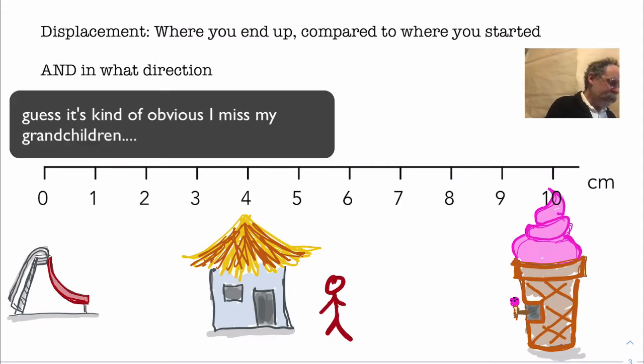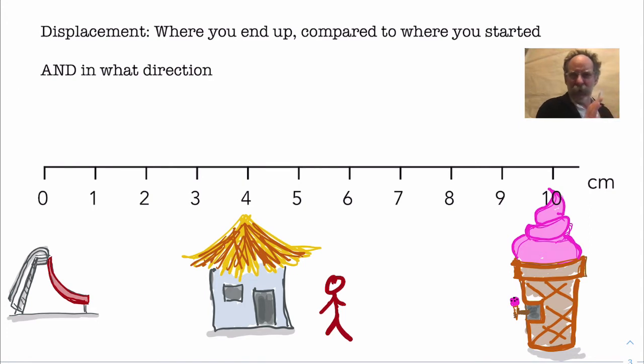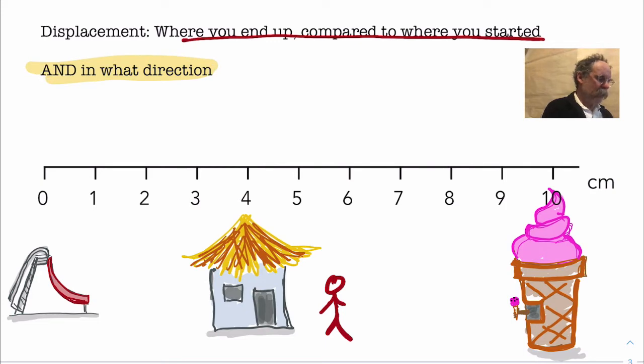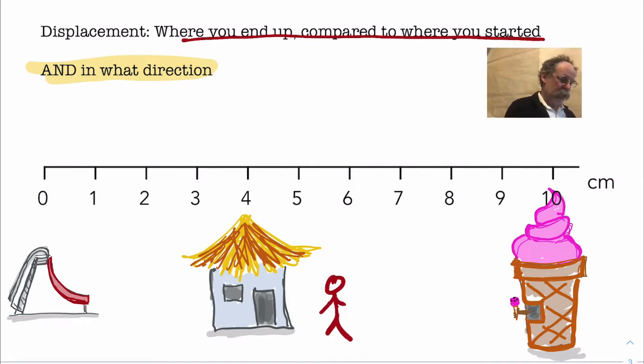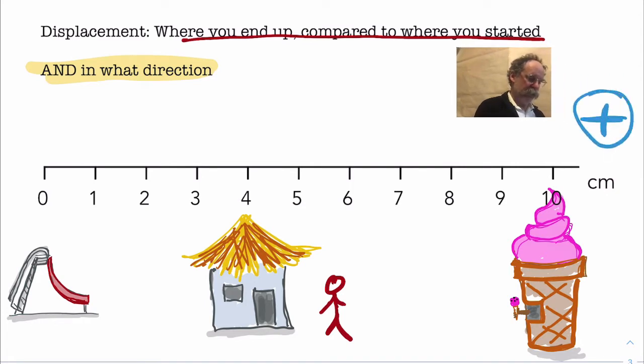So let's just do some really basic things. We're going to start just talking about displacement. So displacement, recall, it's where you end up compared to where you started, but it's also direction. Direction matters with displacement. So we're going to name our directions here. Let's say this is the positive direction over here, because that's where the high numbers are, and this is going to be the negative direction over here, because that's where the low numbers are.